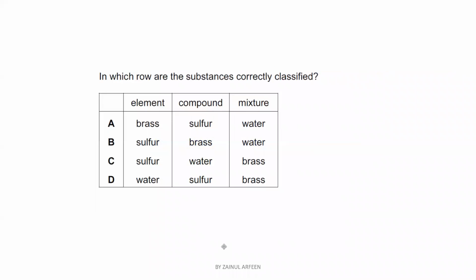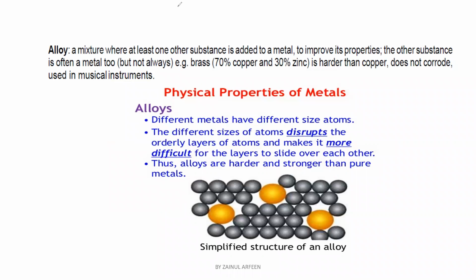So this is why alloys are harder: the layers cannot slide over each other as the layers have different sizes of atoms. If identical, same type of atoms are together, layers can easily pass over each other. But in alloys, because different sizes of atoms are there, they block the layers from flowing over each other. So alloys become harder compared to pure metals.